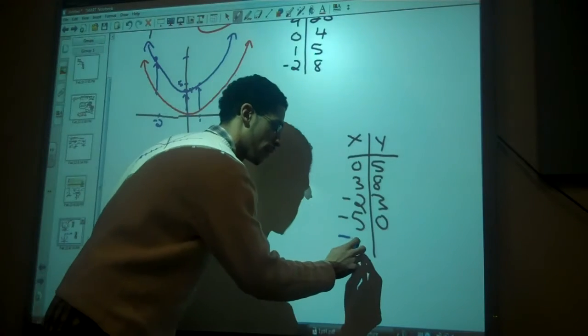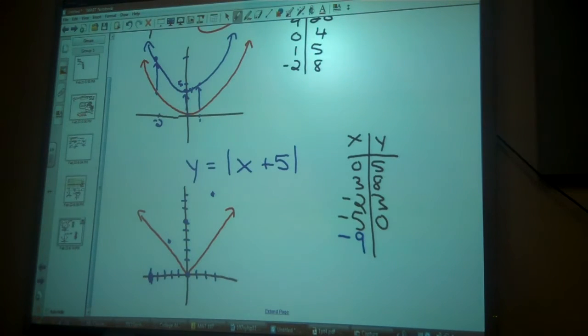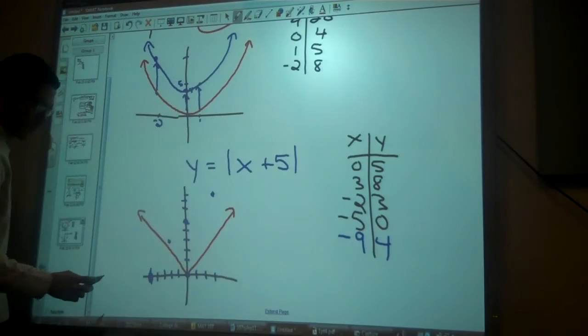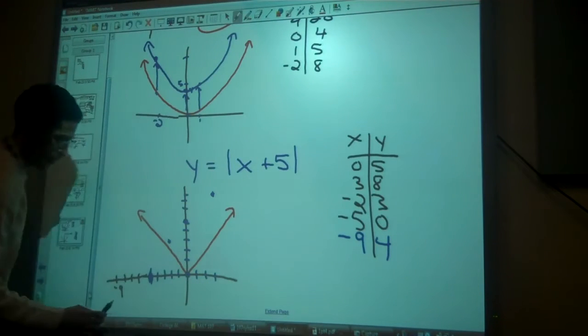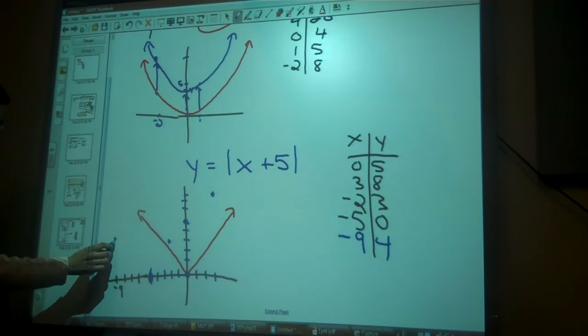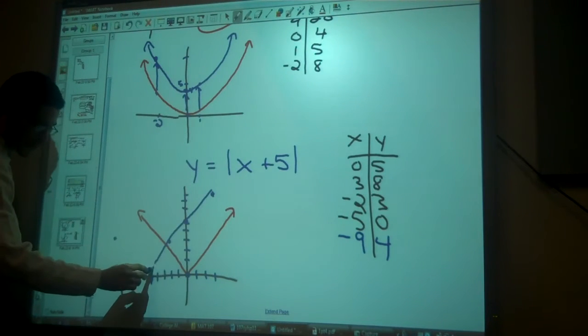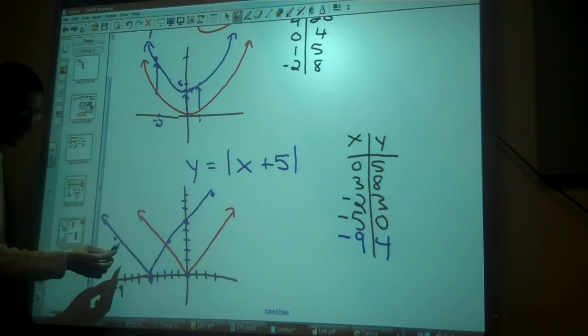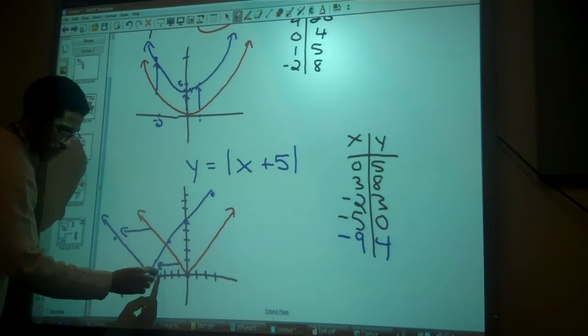About a negative 9? What's the y value? Positive 4. Okay, so my new shape, same shape as my old shape, but everything has been shifted 5 units over to the left.